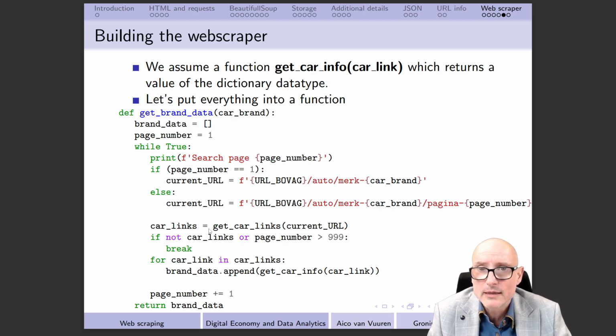This is exactly the same as what we have seen before, but now we do a for loop over the different car links, get the info from the particular car link based on this function that we have over here, and append that to our very long list of brand data. And then when we are ready, we return the brand data as a list. So that is the whole idea of this function.